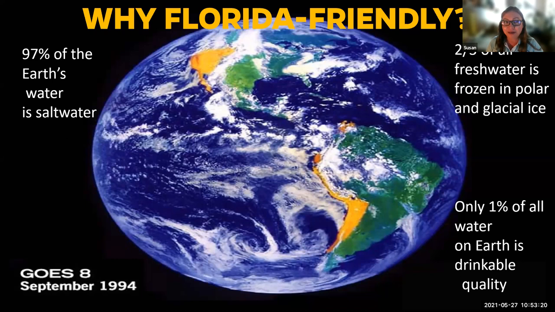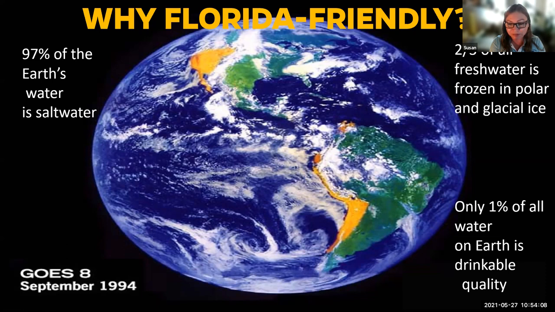So why is Florida Friendly Landscaping important? Well, environmentally, it's very important because 97% of the Earth's water is salt water, and only 1% of all the Earth's total water is drinkable quality. And two thirds of all fresh water on Earth is frozen in polar and glacial ice. So we haven't been capturing all this water that's been melting off of these glaciers. It's all been just joining into the salt water. So we did not plan ahead for what is occurring now.